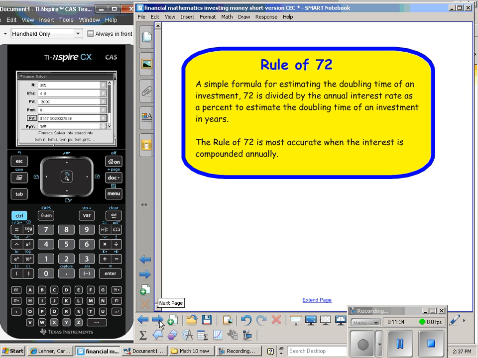Rule of 72 is a simple formula for estimating the doubling time of an investment. 72 is divided by the annual interest rate as a percent to estimate the doubling time of an investment in years. The rule of 72 is most accurate when the interest is compounded annually. So if you wanted to know how long it was going to take to double your investment, so you have $2,000 investment, you want to know how long it's going to take till you have $4,000. You can divide 72 by your interest rate, and it will give you an estimation of how long it's going to take in years. If it's compounded annually, this will be more accurate.